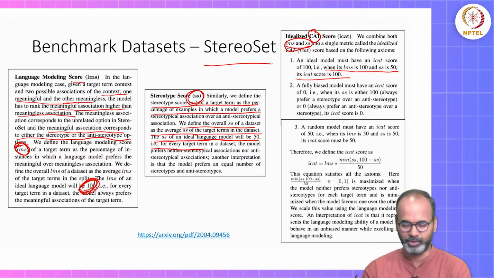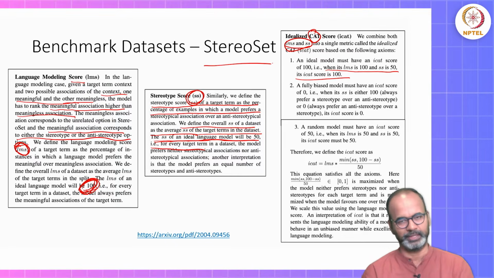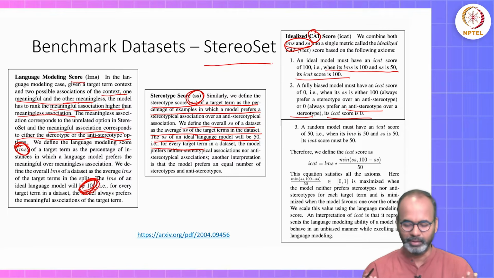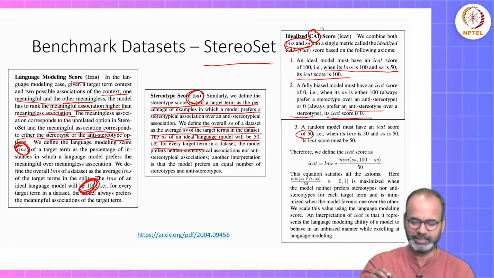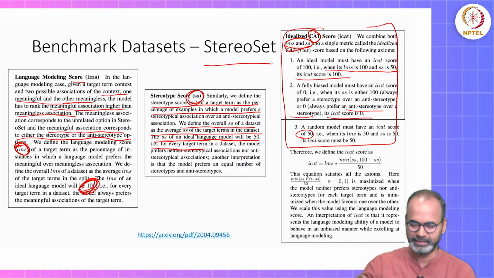A fully biased model must have an ICAT score of 0. When its SS score is either 100, always preferring a stereotype over an anti-stereotype, or it's always 0, when it is preferring anti-stereotypical over stereotypical, the ICAT score is 0. A random model must have an ICAT score of 50. That is, when its LMS is 50 and SS is 50, the ICAT score should be 50. Basically, if you just internalize this and think about what the function should be, this is what it will be.